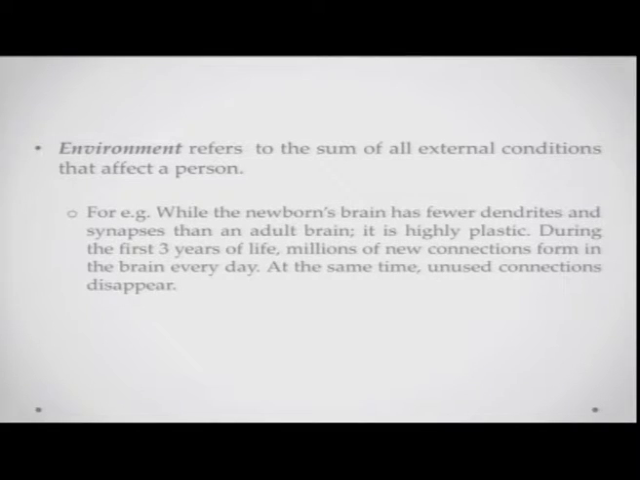Now, you should think of the human brain as a very active organ. It's not really a passive organ that is just sitting and receiving all the input that you're getting. So this brain interacts with the environment in various ways. Suppose, for example, I'll tell you that the newborn's brain has very few dendrites, and it makes far fewer synapses than an adult brain.